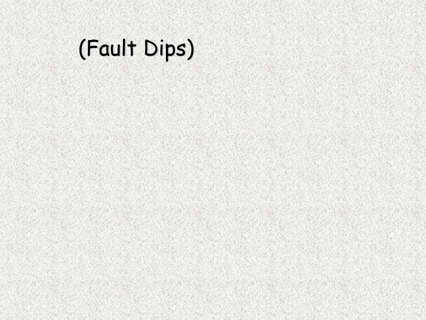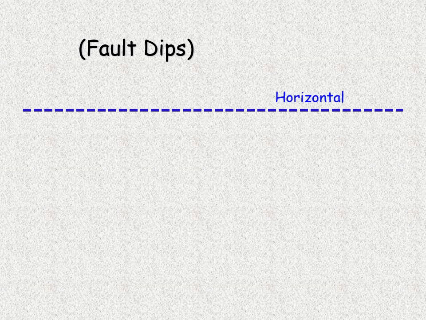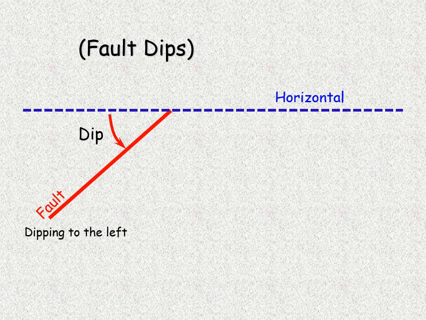Like rocks, faults also dip. Let's see what it is like. Here is the horizontal surface and here is a fault, and this fault is dipping like that, and this fault is known as a fault that is dipping to the left in this diagram. And if the fault looks like this, the dip is like that, and this is a fault that is dipping to the right.